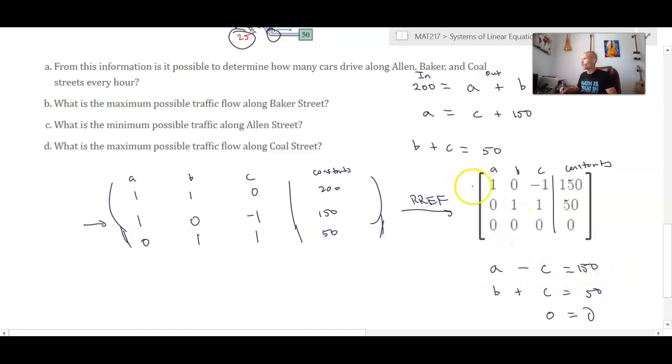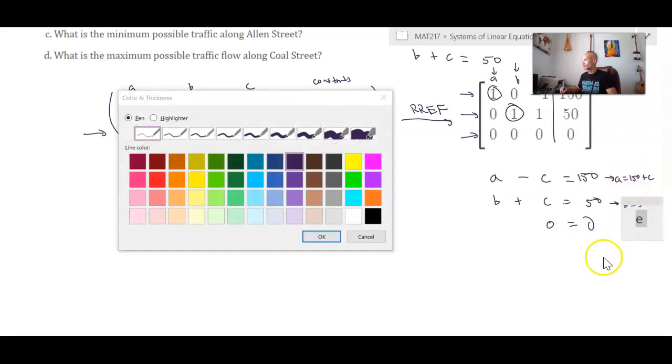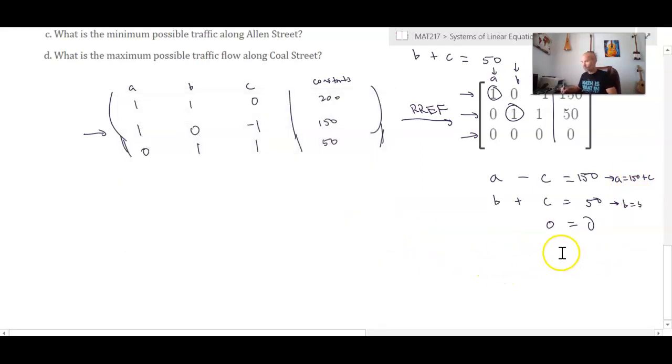So notice that in our first row, if we look at the first non-zero pivot, which occurs in the A column, that means A is not a free variable. In the second row, our first non-zero pivot occurs in column 2, which means B is not a free variable. And we look at the third row, and there are no non-zero pivots for the variable coefficients, and therefore that does not tell us anything about the 3 variables other than C is going to be a free variable. And we can see that if you tell me what the values of C are, then A is going to be 150 plus C. B is going to be 50 minus C, and C is a free variable.